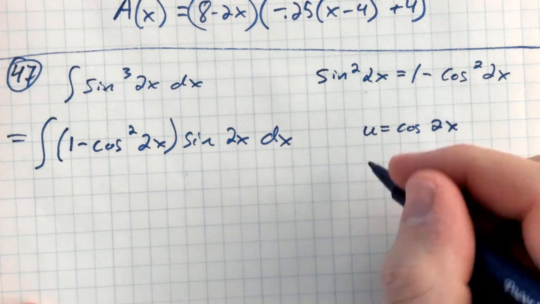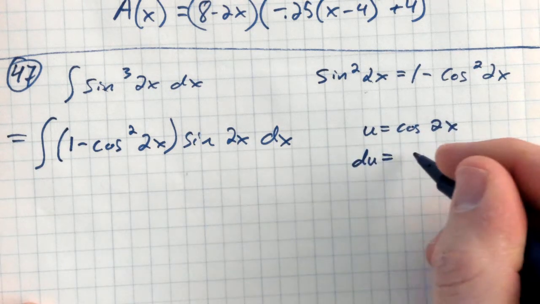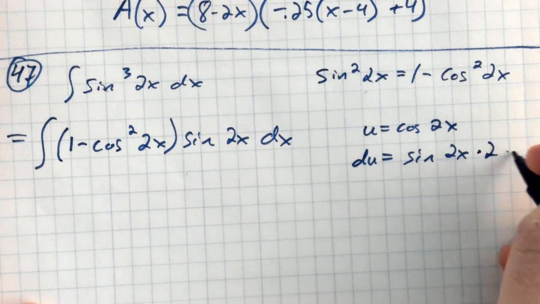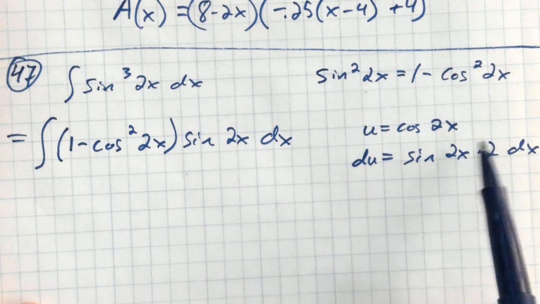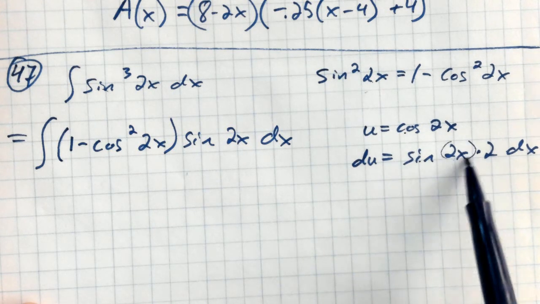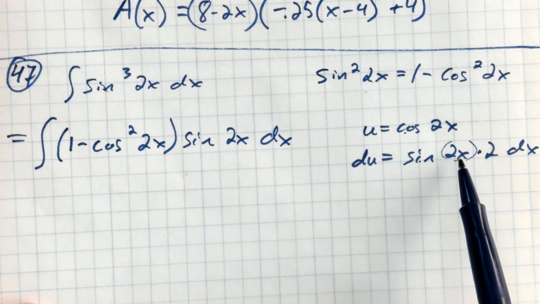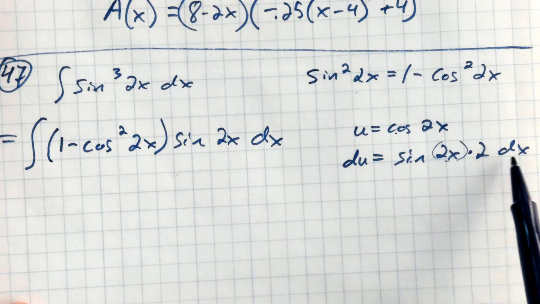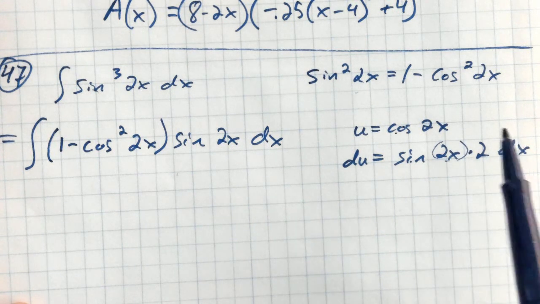When I take the derivative of this, I'll get du is equal to sine of 2x times 2 dx. All right, so I did the chain rule. Derive the outside, I get sine. Leave the inside alone, that's 2x. Times the derivative of the inside, which is 2x, so I multiply by 2, and then the dx is there at the end.